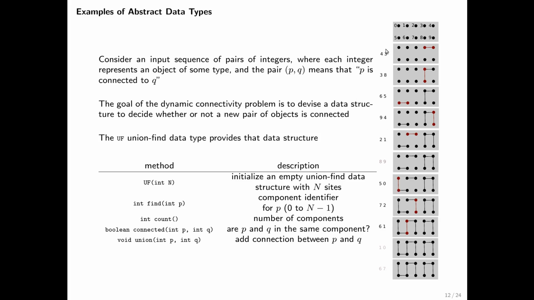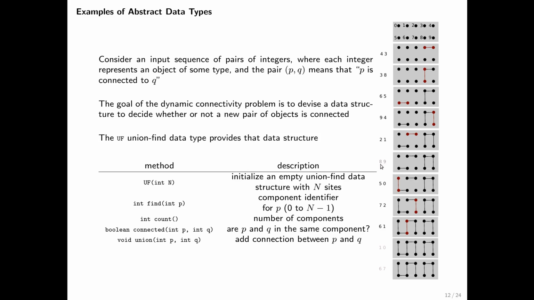We first get 4 and 3. Notice that 4 and 3 are not connected, so you establish a connection between the two. Then comes the pair 3, 8. 3 and 8 are not connected, so you establish a link. Then comes 6 and 5. They are not connected, so you establish a link. Then comes 9, 4, not connected, so you establish a link. Then comes 2, 1, they are not connected, so you establish a link. Then comes the pair 8, 9.